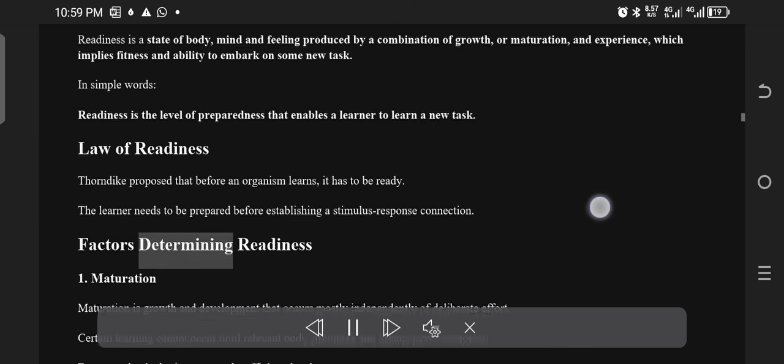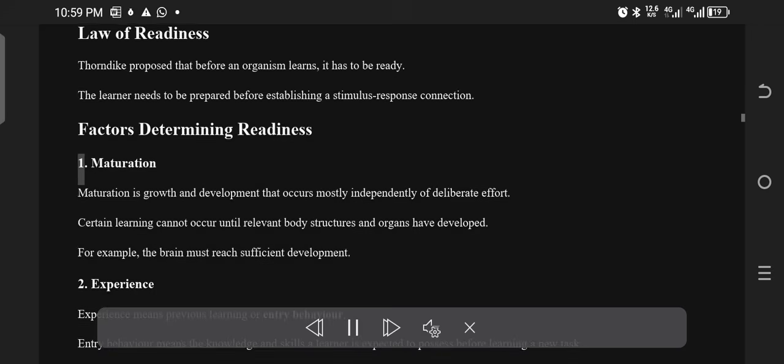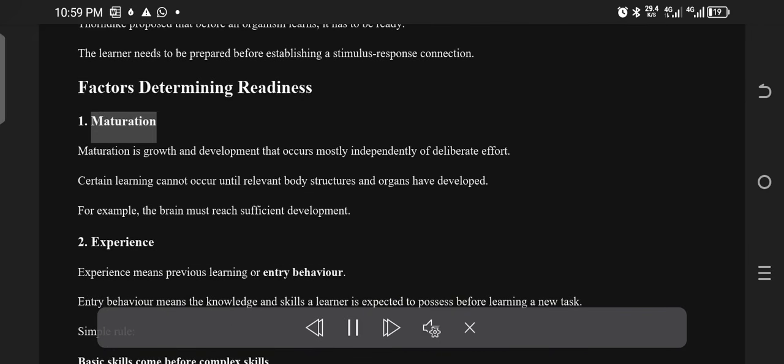Factors determining readiness. 1. Maturation. Maturation is growth and development that occurs mostly independently of deliberate effort. Certain learning cannot occur until relevant body structures and organs have developed. For example, the brain must reach sufficient development.